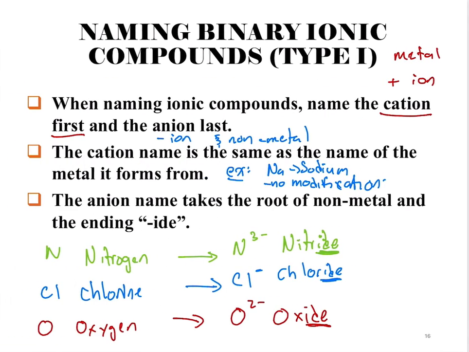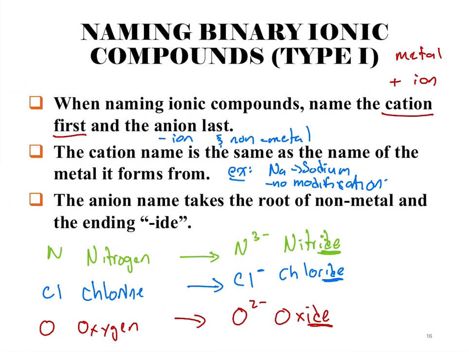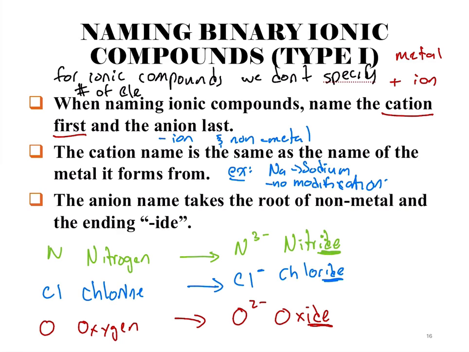All right, so notice that when we're naming it, we don't specify the number in the name. Right, and this is only true for ionic compounds. For ionic compounds, we don't specify the number of elements in the name.